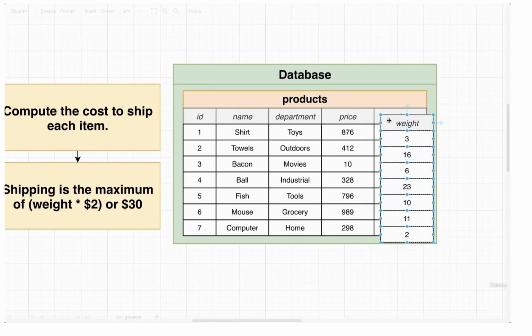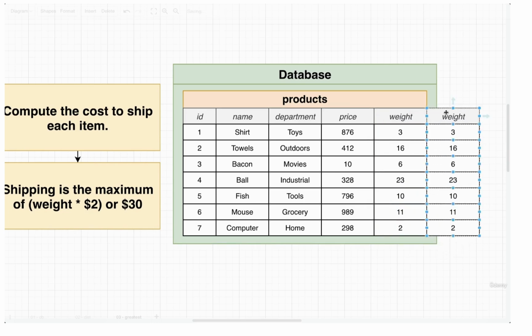So we can kind of imagine the calculation that would go on here. We want to take our weight column and run some calculation on it. Maybe we would call this something like cost to ship. We would then multiply all these different values by $2, and that would give us our cost to ship. We would end up with 6, 32, 12, 46, 20, 22, and 4. Then, if any of these different values are less than 30, we're going to take $30 instead.